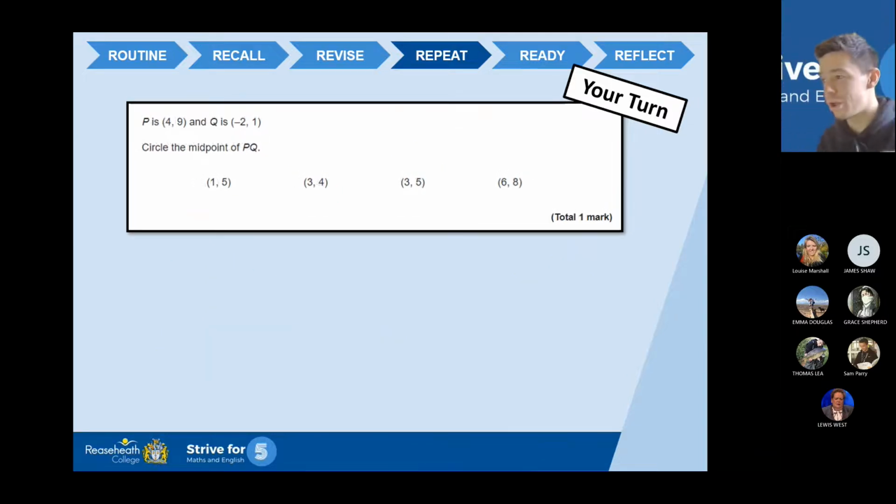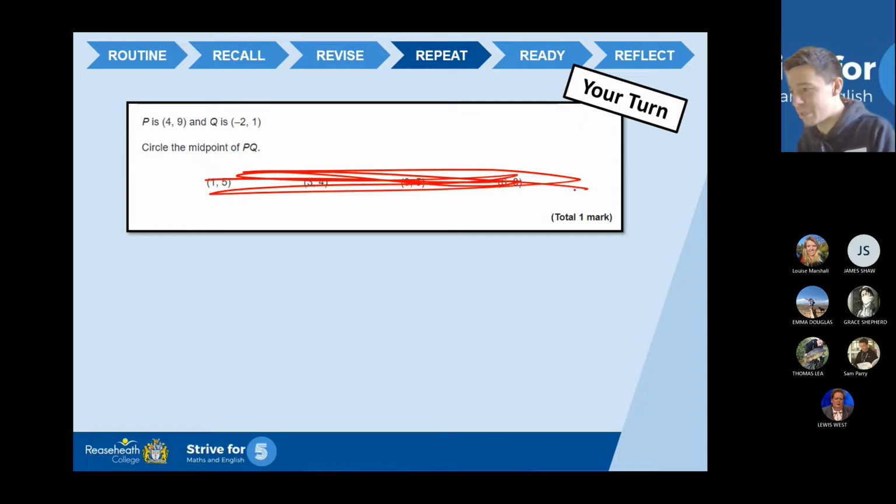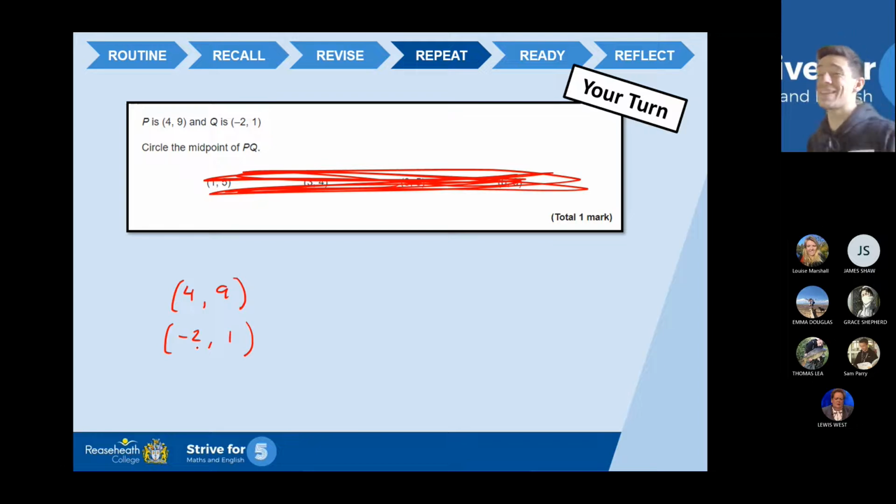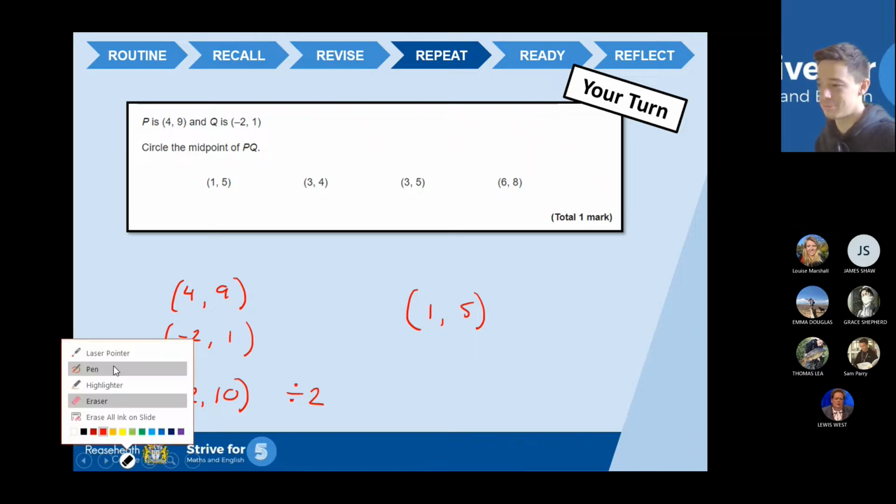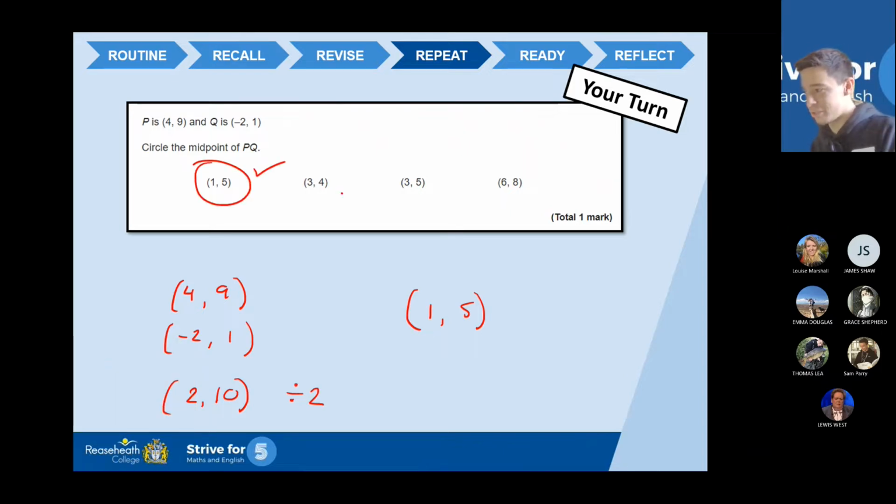Next one. Once again, ignore, look, these answers, they're not there. Okay, ignore them, okay? Right, 4, 9 minus 2, 1. Okay, 4 add minus 2, so that's going to go down to 2. 9 add 1 is 10. What do I do now? Divide by 2. So that's going to be 1 and then 5. Okay, right, let's reveal those answers again. 1 and 5, look at that. Look at that, beautiful. Thank you, sir. Give me that 1 mark. On to the next one.